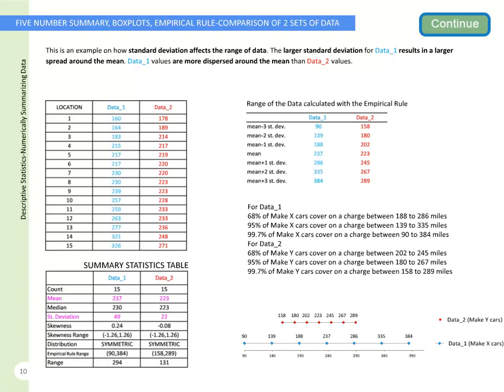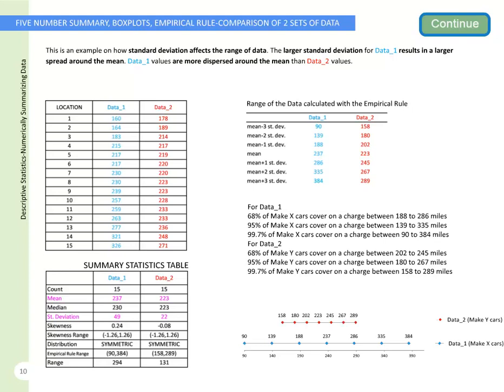That means that 99.7% of make X cars cover on a charge between 90 and 384 miles. Based on the empirical rule, 95% of the data 2 is within 2 standard deviations from the mean. That means that 95% of make Y cars cover on a charge between 180 and 267 miles. Based on the empirical rule, 99.7% of the data 2 is within 3 standard deviations from the mean. That means that 99.7% of make Y cars cover on a charge between 158 and 289 miles.